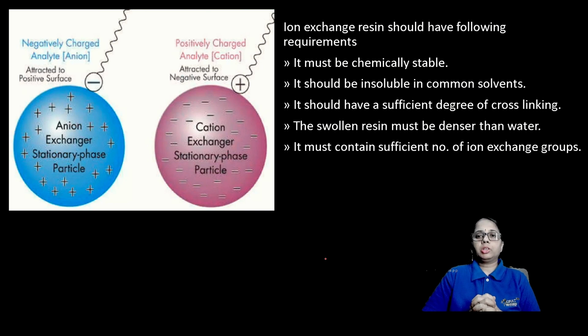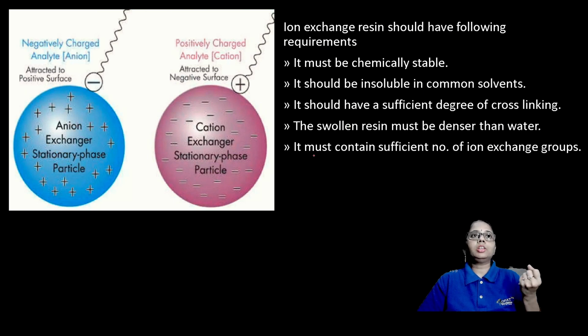So this is a pictorial view of how the resins are prepared. If you observe the anion exchanger, that is the stationary phase particle, it contains covalently bonded positive ions inside, and automatically it attracts the negatively charged particles. Okay, that means negatively charged anions are going to be attracted towards this. That's why it is an anion exchanger. Inside you observe the positive ions, but it exchanges the anions present in your sample solution. That's why it is an anion exchanger.